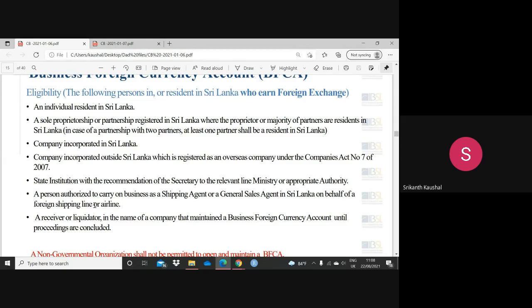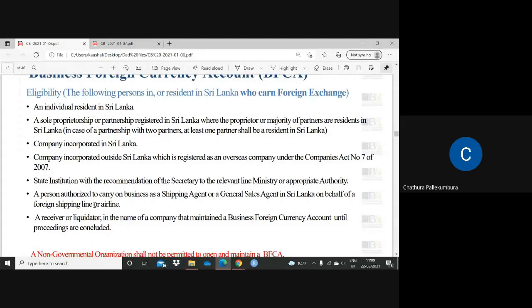Can the Tambili person open a BSE account? Tell me the answer, yes or no. Can the Tambili seller, by selling Tambili to a foreigner, earn foreign exchange? Can he open a BSE? Answer is yes or no. Somebody says yes. Somebody says no.